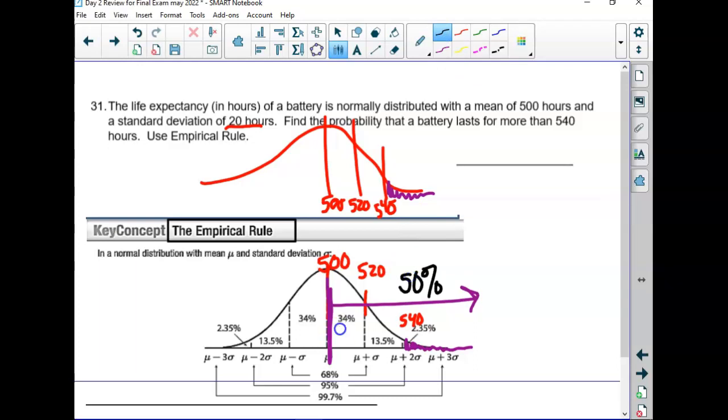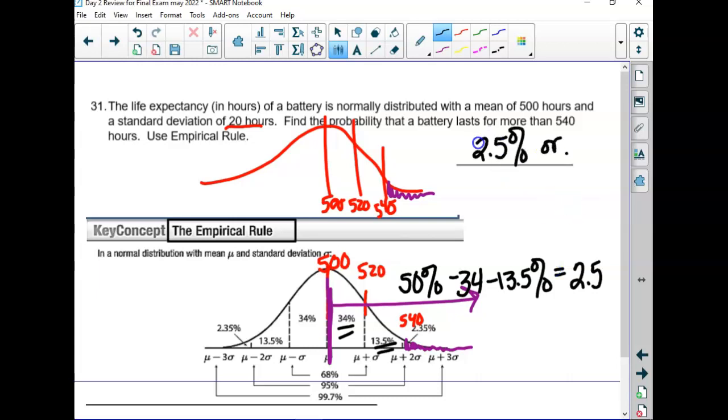But we didn't want this 34, right? So we subtract that off. And we didn't want this 13.5. So what's left is not actually 2.35, it's actually 2.5%. It might be a decimal. I feel like it's a multiple choice question, so either one of those would be the right answer. I don't remember what it looks like.